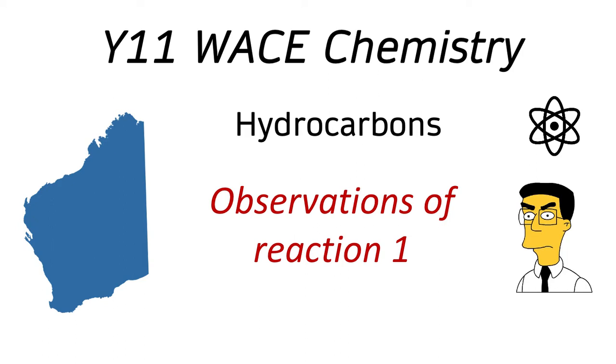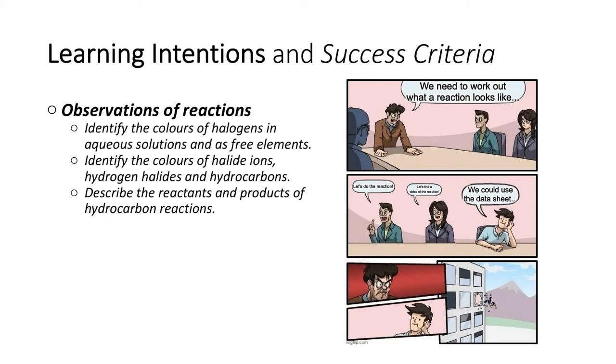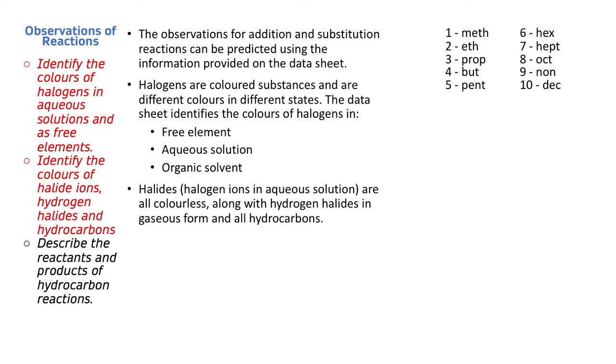This is the first video about observations of reactions. So let's get started. We're going to be learning about how to predict what a reaction would look like using the data sheet, and we're going to have to identify a whole bunch of colors and what stuff looks like. The observations for addition and substitution reactions can be predicted using the information provided on the data sheet.